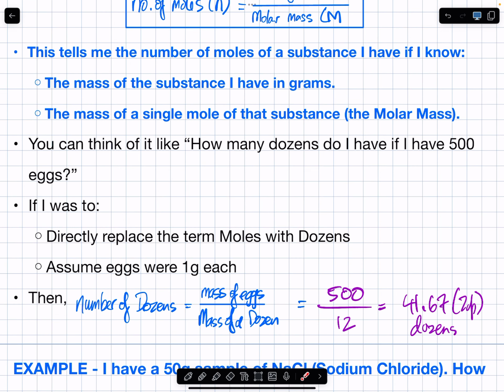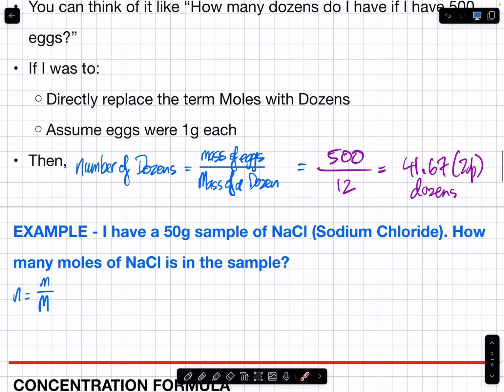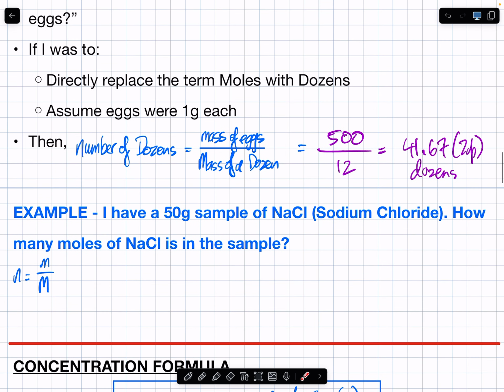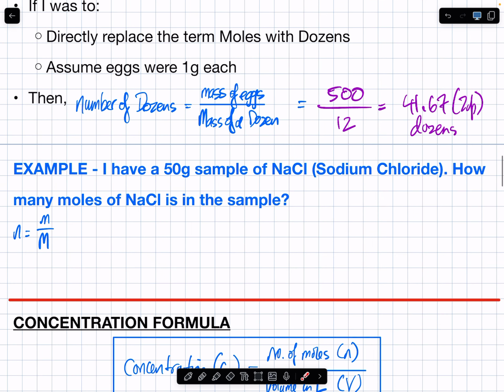So let's do it for a real example. Can you get your little periodic tables out so you can help me out? I don't remember it off the top of my head. Let's pretend I have 50 grams of sodium chloride. I have 50 grams of salt. How many moles are we talking about here? So N, the number of moles, is equal to the mass of the substance divided by the molar mass of it. How many grams of salt do I have in this example?